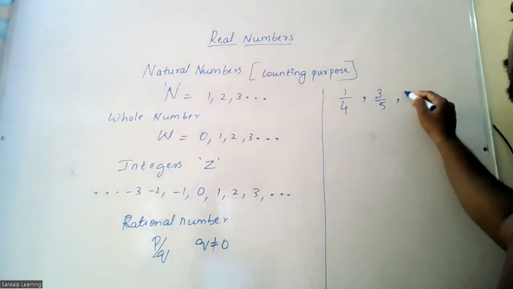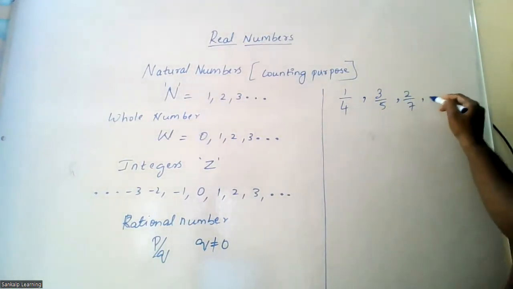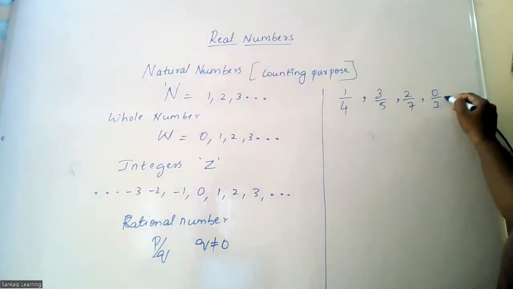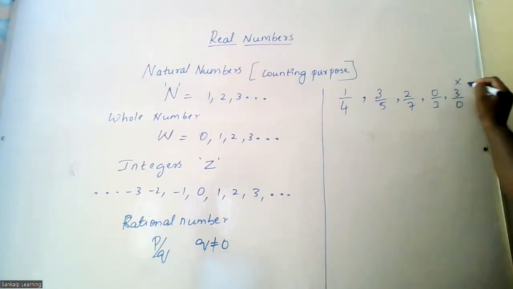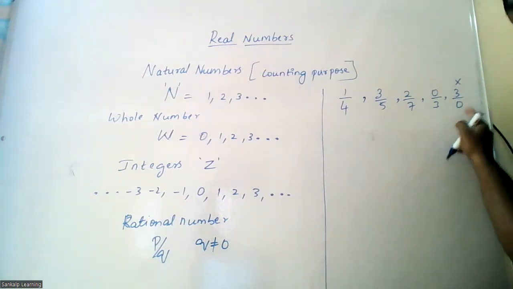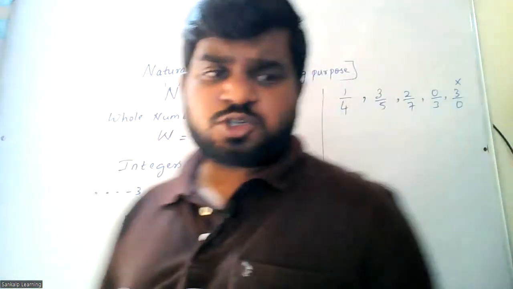3 by 5, 2 by 7, okay, 0 by 3, 3 by 0. Okay, let's take this. This is not a rational number, isn't it? Because the denominator should not be 0. Let's understand why it should not be 0.